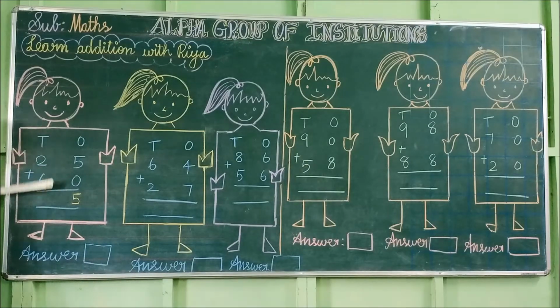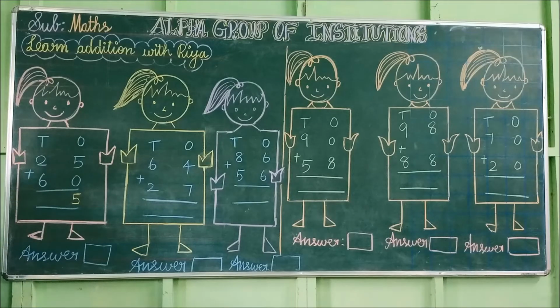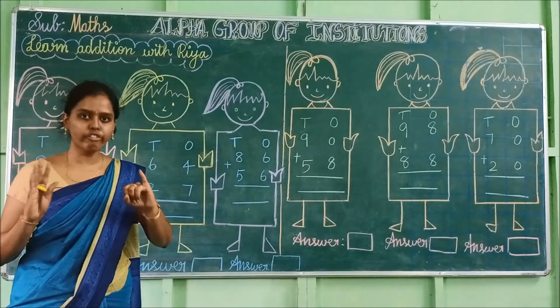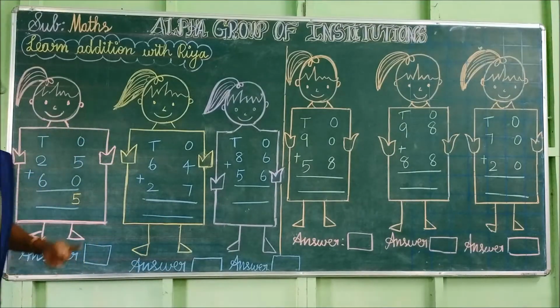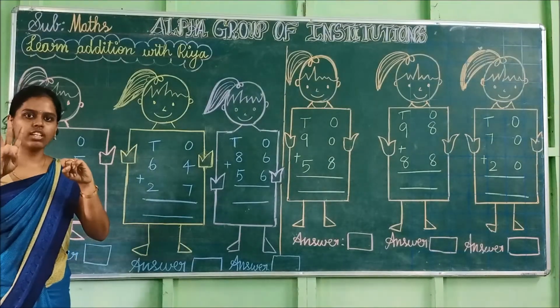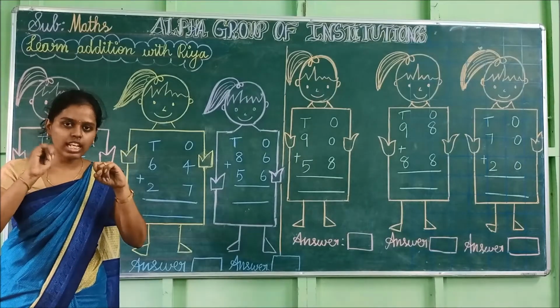Then we are going to add the tens place: 2 and 6. Keep 2 in the mind and 6 in the fingers. So we keep 6 in our fingers and add them after 2. After 2 we count 3, 4, 5, 6, 7, 8.